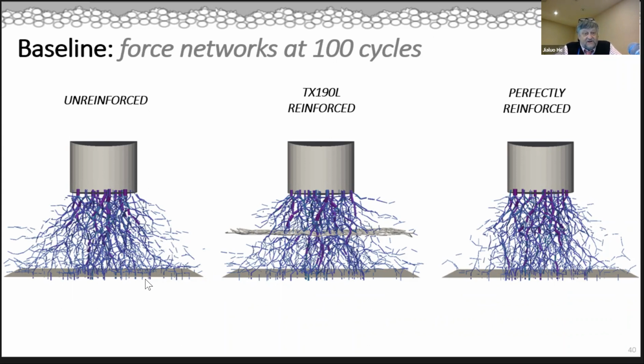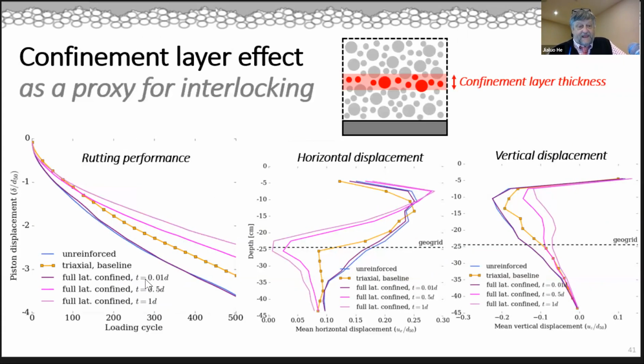In the middle, you can start to see that the grid really starts to narrow down the zone where the primary force networks are below the grid. And then on the right, the perfect zone. It doesn't completely eliminate them, but it narrows it even further. And this plot here is really a summary of that.